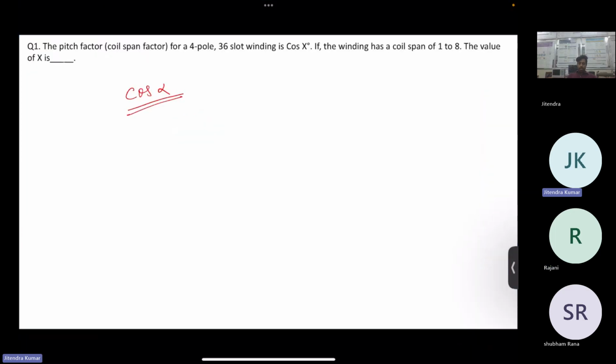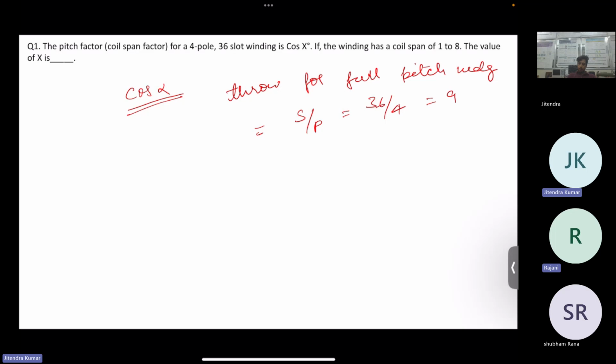So here you can see a 4-pole, 36-slot winding, right? How much should be the full pitch distribution? For full pitch winding, it should be slots per pole, right? So slots is 36, poles is 4, so it will be 9.